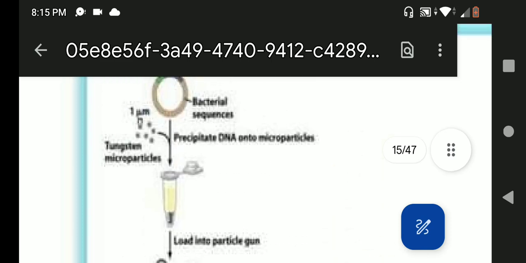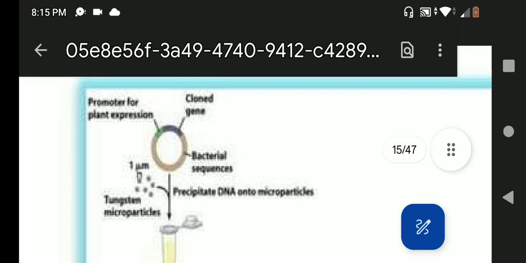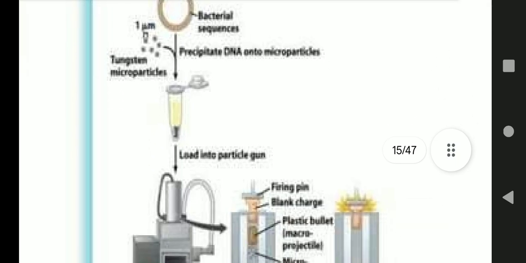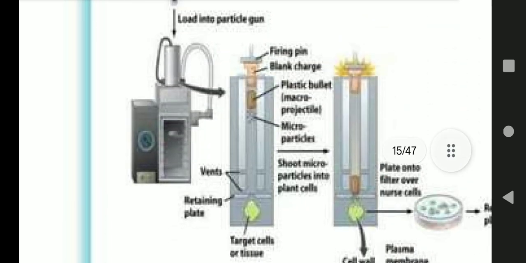It's the largest form of it. It's not handheld. The cloned genes are added to the microprojectile, that is, tungsten microparticles. This is taken and loaded into the particle gun, with the piston, the plunger, the firing pin and a blank recharge. The plastic bullets are then loaded automatically.